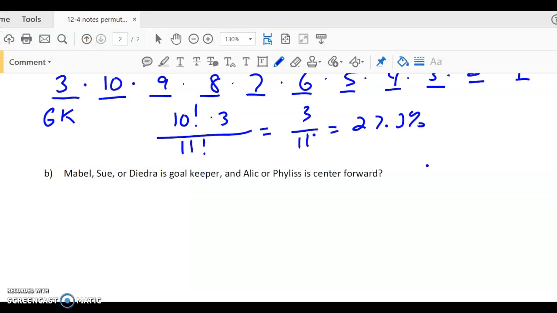Now in part B, Mabel, Sue, or Deidre is still the goalkeeper, but Alice or Phyllis is going to be the center forward. So we're going to do it very similarly. Think about the goalkeeper. There's 3 choices. The center forward, there's 2 choices. After that, we would have 9 girls to choose the 9 spots that are left over. So there would be 9 factorial.